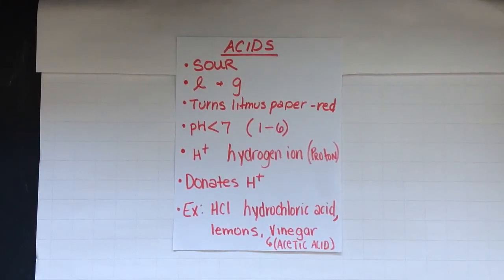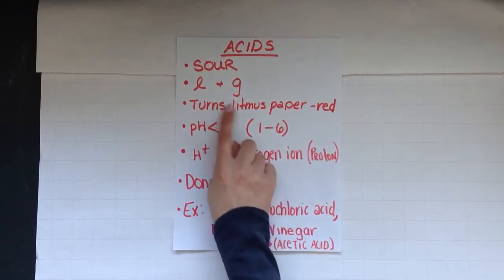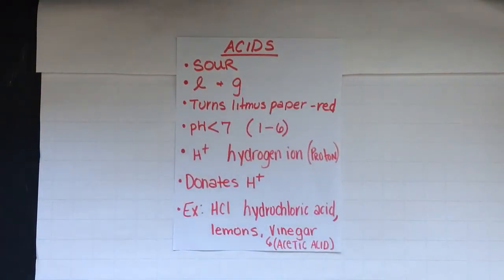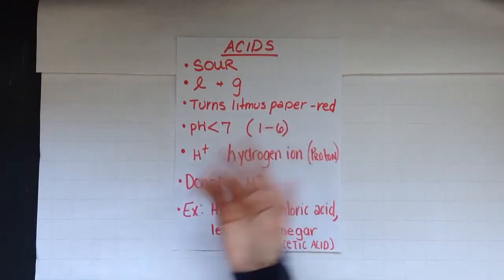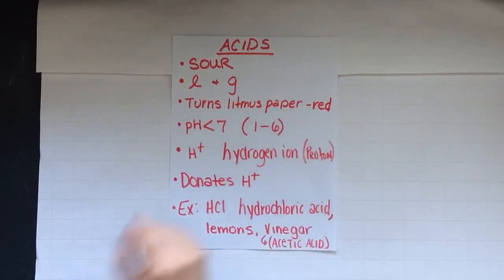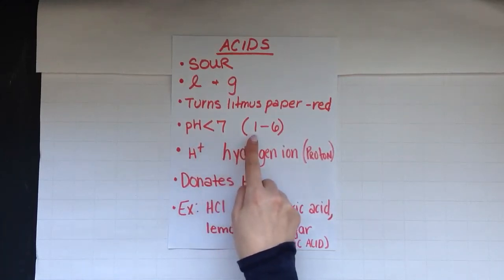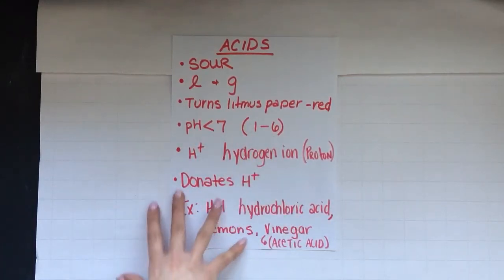They tend to be liquids and gases. They turn litmus paper red. Litmus paper is an indicator that we can put inside an acid for us to determine whether or not we've got an acidic solution. The pH of acids is less than 7. They range on a scale of 1 to 6.